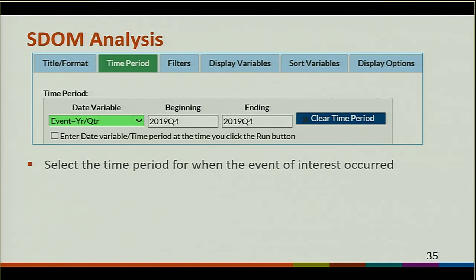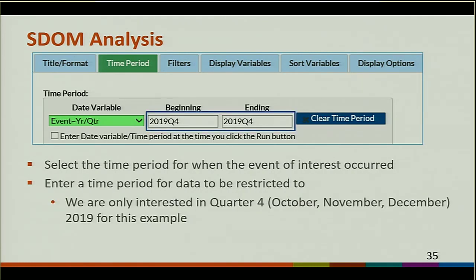By clicking Modify, we'll be presented with a number of tabs at the top of the screen to help filter and exclude certain variables to set our parameters to find data quickly. The first thing we want to do is set our time period. You can see in the highlighted section here, event year quarter is highlighted and selected. This is going to ensure we enter a time period for the data to be restricted to.